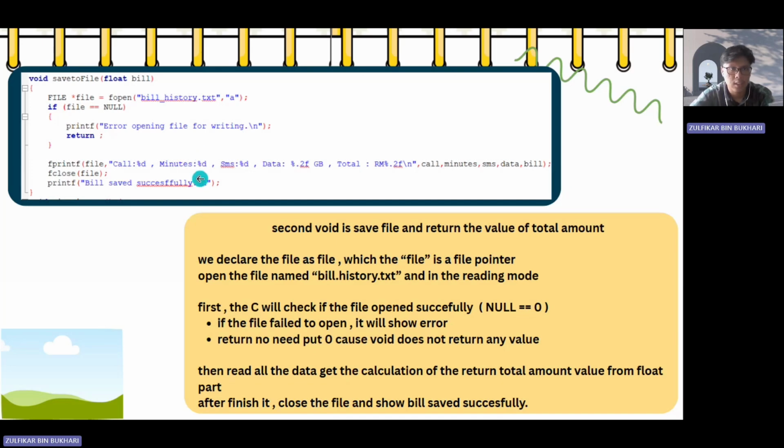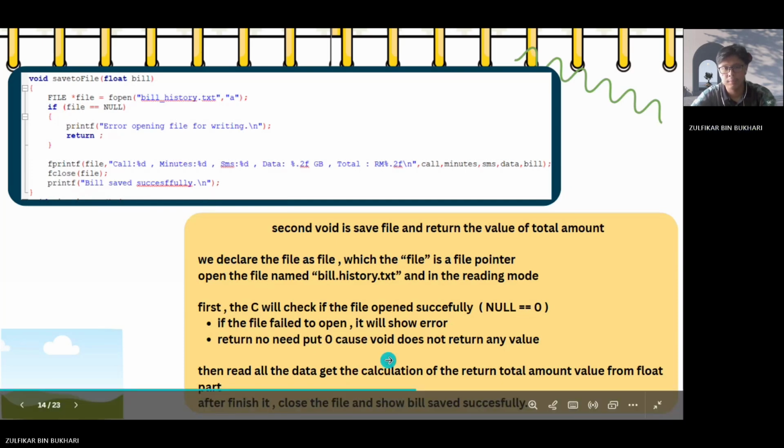After you insert the certain amount, it will print to the file, which has call, minutes, SMS, data, and gig, and also has a total. After that, it will close the file, which is fclose the file. And after that, it will print that the bill was saved successfully. Okay, this is the explanation.